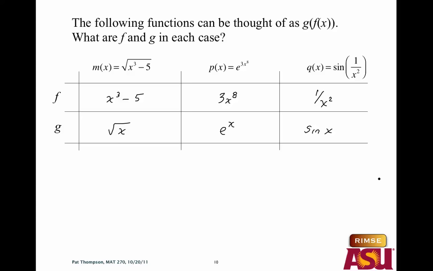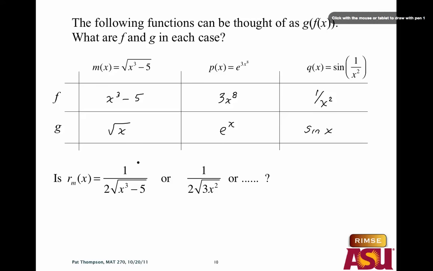So the question is, what is the rate of change, say of this first one, the rate of change of m, which is a composite function, right? It's x cubed minus 5 plugged into the square root of x. What would the rate of change of that be? We might have a couple of conjectures here. We might think we're following the square root rule. If we're doing the square root rule, it'll be 1 over 2 times the square root of that thing, x cubed minus 5. So that might be a conjecture.